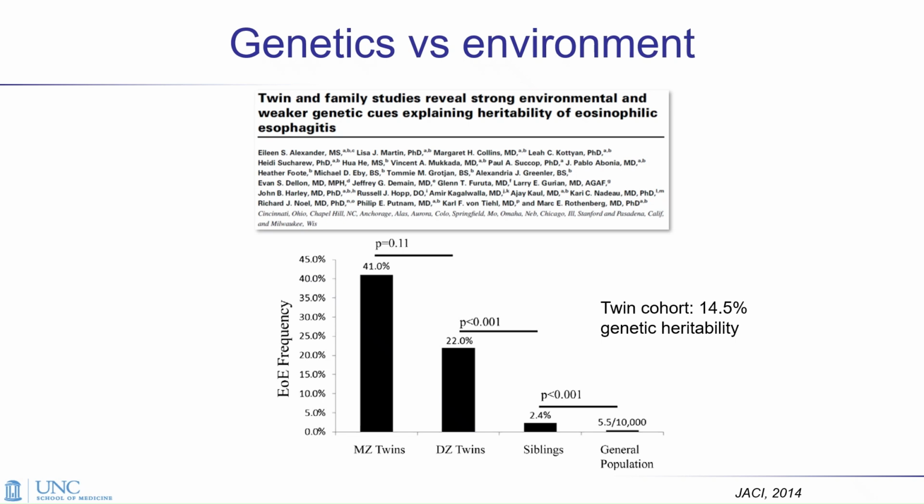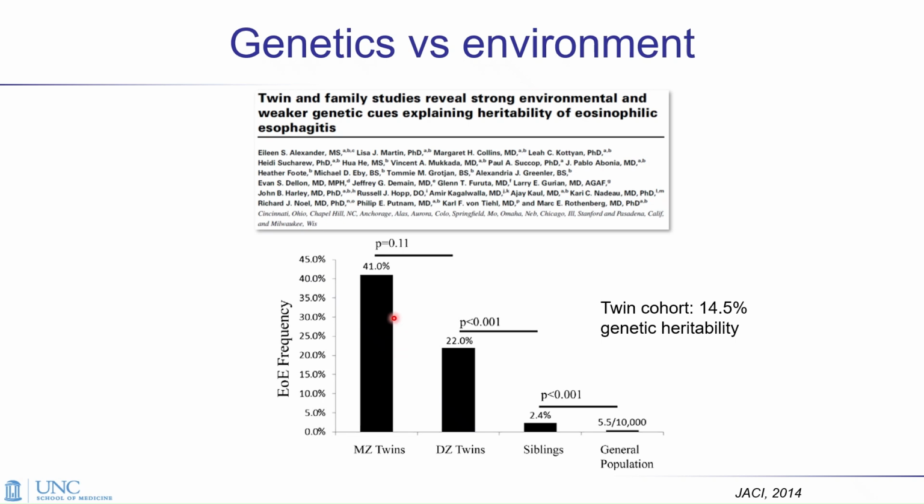And when you see increases that are this quick, it's not genetics. Our genetics don't change so quickly over just 15, 20, or 30 years. And so the idea is there's probably something changing in the environment. And this is a study that looked at twins. If EoE was 100% genetic, then 100% of identical twins would have EoE. But that's not the case.